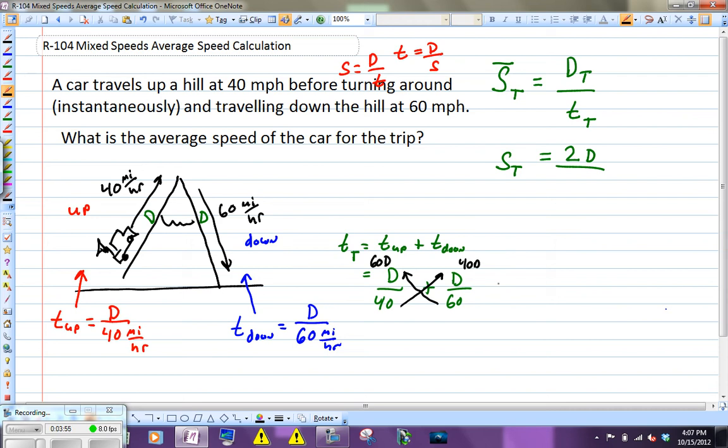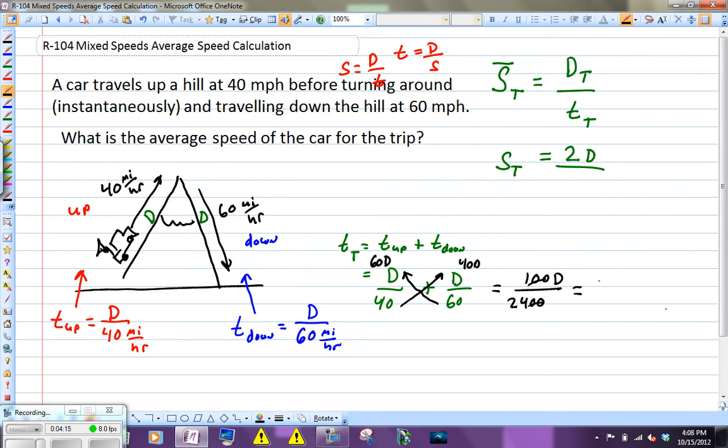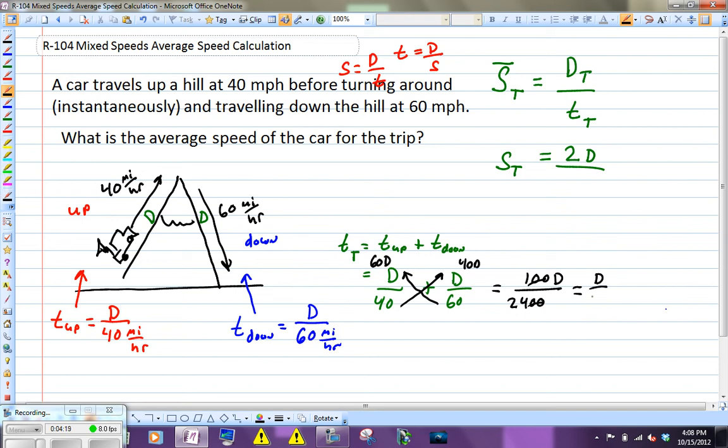Now what you can do is across the top just add those. That's going to give you 100d. And the bottom you're going to multiply, 40 times 60. And that will always give you a denominator that's common to both of them. This trick only works if you have two fractions to add. If you have more than two, it doesn't work. And you're going to simplify that, see the zeros cancel out, and you're going to get that the total time is going to be d divided by 24 hours.